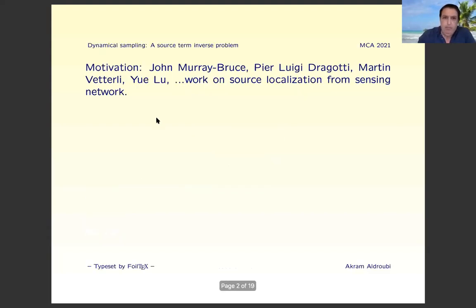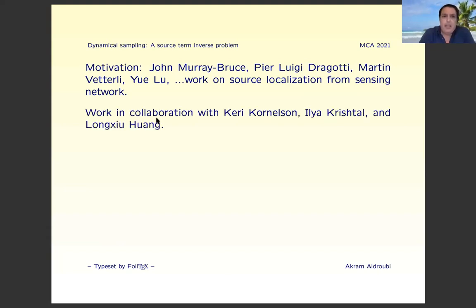Many of the works in dynamical sampling have been motivated by work of Martin Vetterli and Yue Lu. And this particular work is also motivated by some work with Jean-Marie Bruce and Pierluigi Dragotti, who work on source localization from sensing networks. This is what inspired some of the work that I'll be presenting today. My collaborators Keri Kornelson, Ilya Krishtal, and Longxiu Huang are the main people for the work that I'll be presenting.